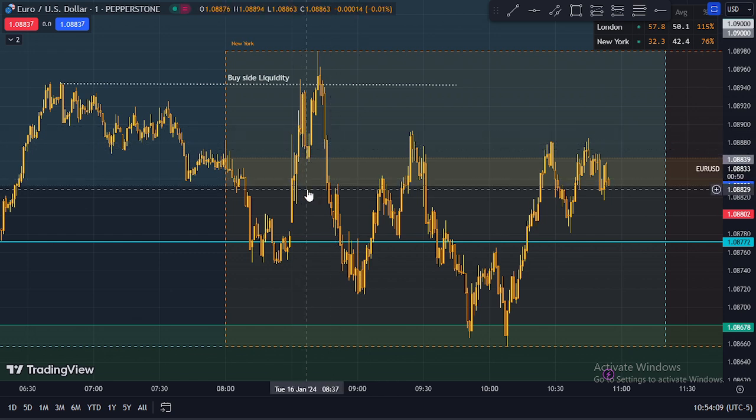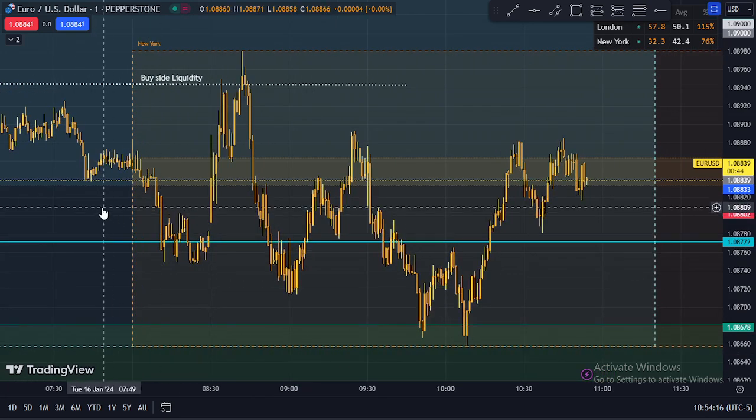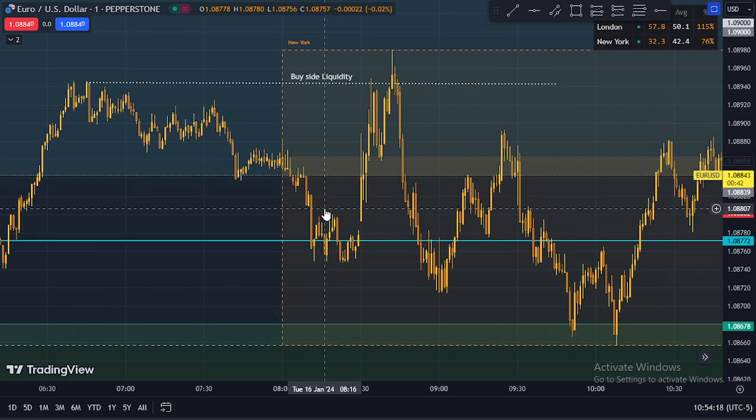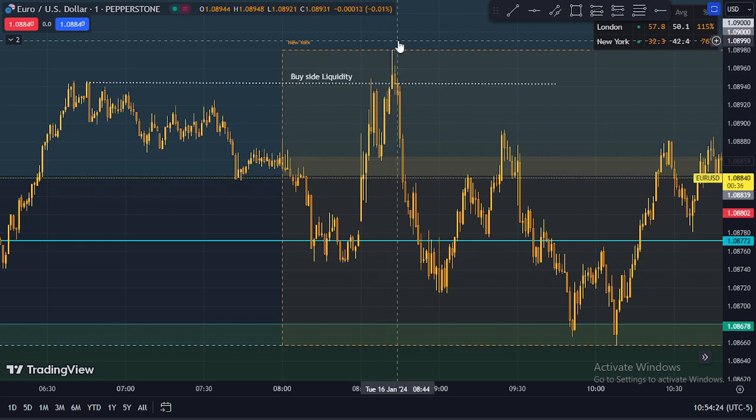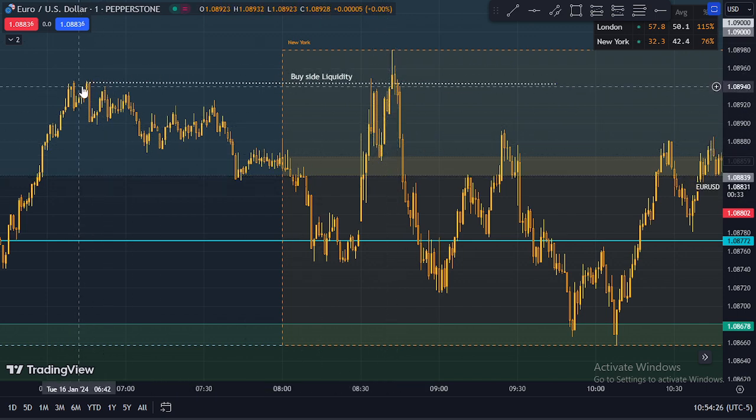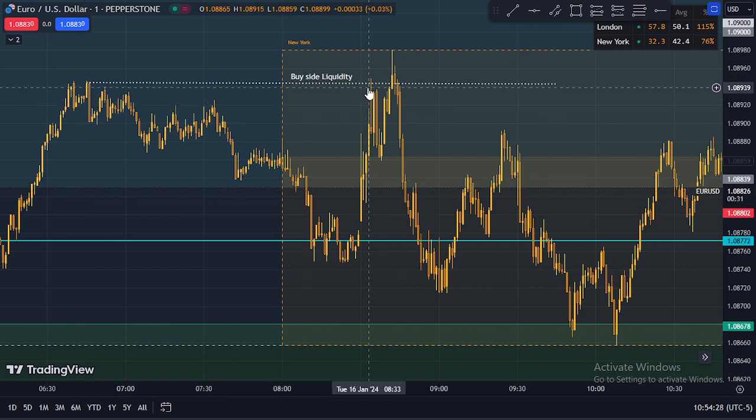So the way we define a breaker is, let me expand this. The way you define a breaker is we have a high, a low, and a higher high, which has taken these highs, and it has also taken this high. So that becomes a breaker.